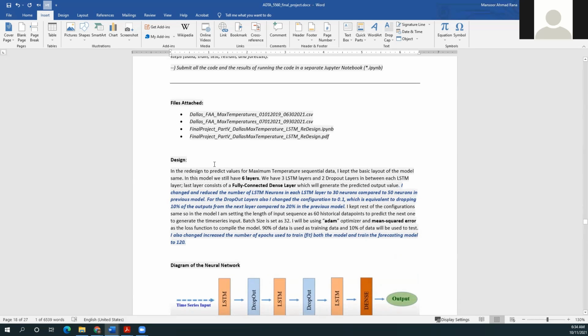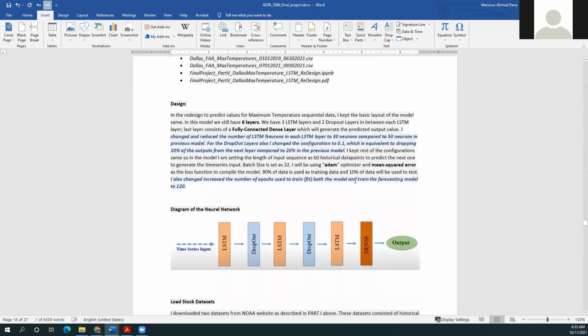So what I did was I reduced the dropout rate from 20% to 10%, and I also reduced the number of neurons from 50 to 30, and also one thing I changed was I increased the number of epochs from 100 to 120. So the rest of the design is pretty similar. It's still 6 layers: 3 LSTM layers, 2 dropout layers, and 1 dense layer.